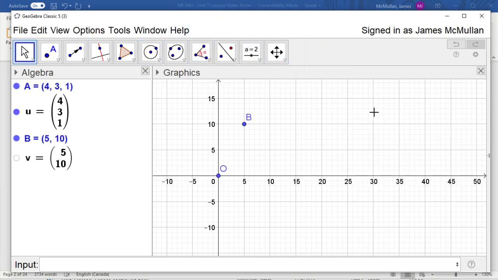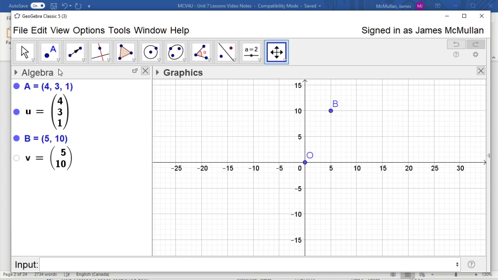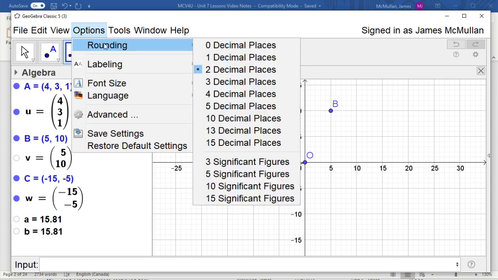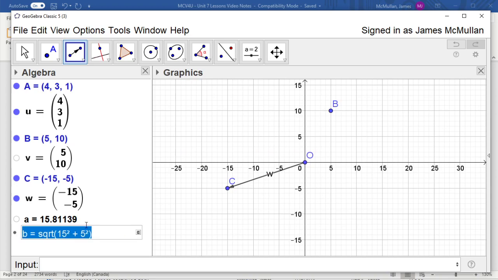Let's just hide my 3D thing for a sec. Let's make up a vector over here. How about there? So this vector W. Now the length of W, if I type length W, it comes back with 15.81. Again, how did it do that? It did the square root of 15 squared plus 5 squared. And that's where it came up with that number. So that's how long it is, right? Just use the Pythagorean theorem on the two components.